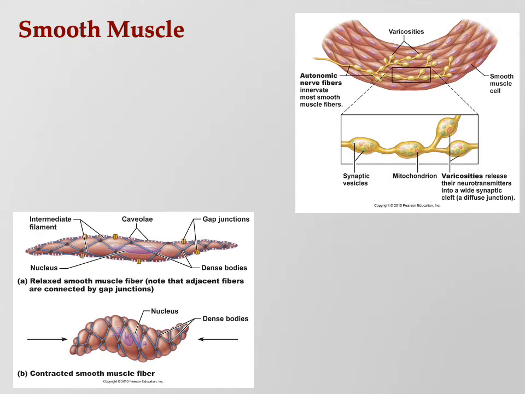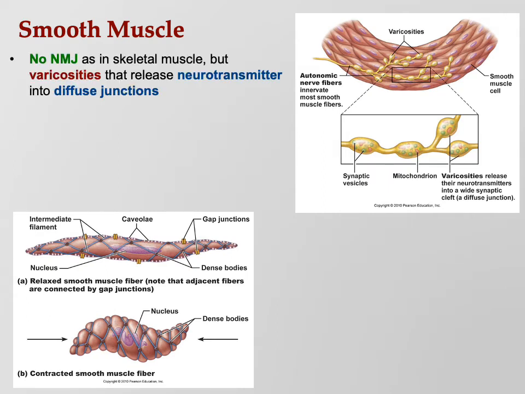So looking a little bit more at the way smooth muscle is put together, there's no neuromuscular junction as in skeletal muscle, but what are called varicosities that release neurotransmitter into diffuse junctions. So look in the upper right. Notice it looks sort of like synaptic knobs, but they're not. They're all connected together. Those are called varicosities. So in this case, they're releasing neurotransmitter into all different diffuse junctions there.